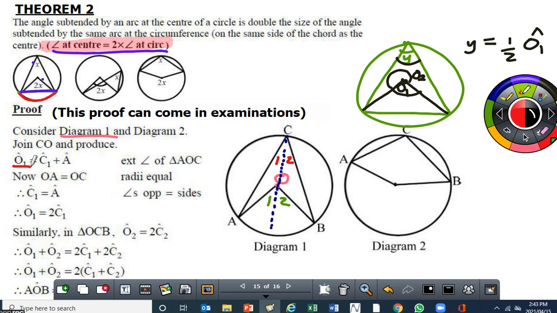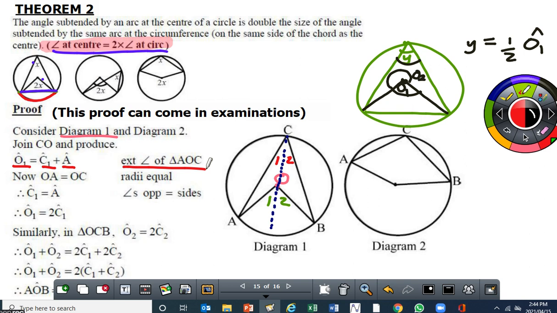So, O1 is going to be equal to C1 plus angle A. That is in triangle AOC. Remember, I did the exterior angle of a triangle theorem, and I refreshed you on Monday if you were here. So angle O1 is going to be equal to C1 plus angle A, and the reason is the exterior angle of a triangle theorem.